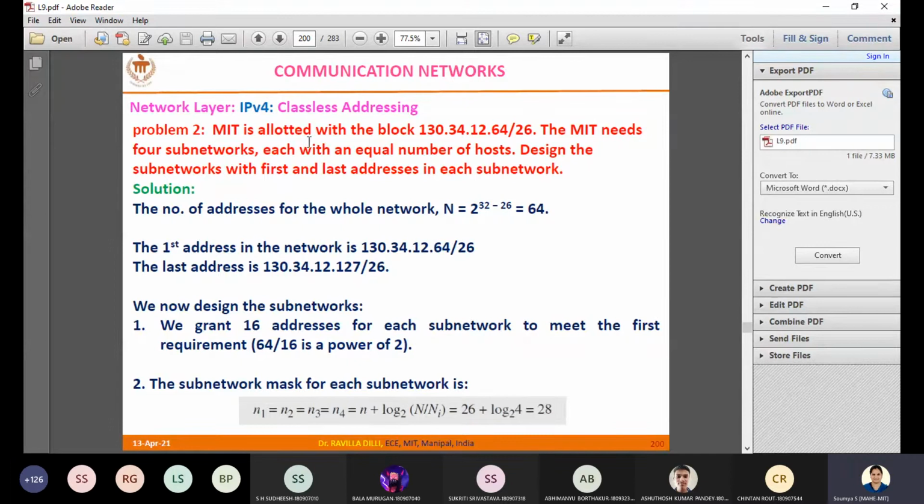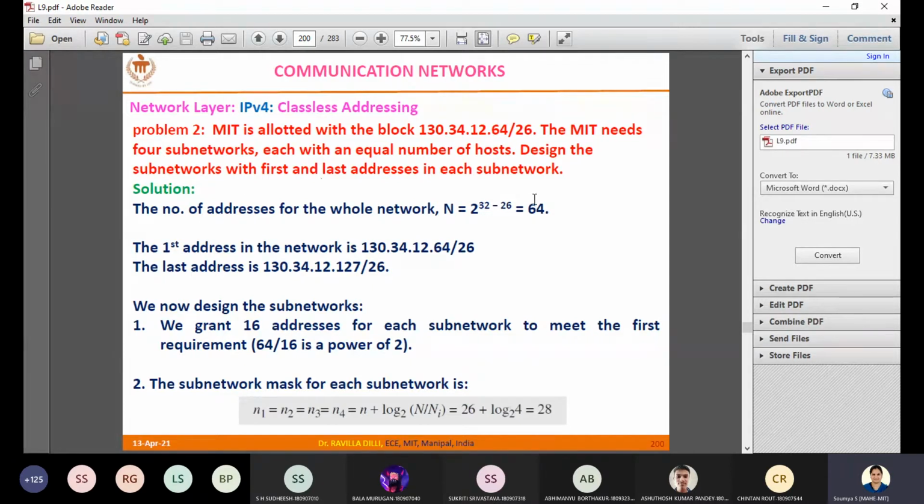Now look at this. MIT is allocated the block 130.34.12.64/26. Now MIT requires 4 subnets, each with an equal number of hosts. So MIT has been allocated this particular block, and now MIT is supposed to have 4 subnets. Let us say we've got 4 departments, and each department has an equal number of users or hosts. You need to design the subnets with the first and last addresses in each subnet. So how do you do it?